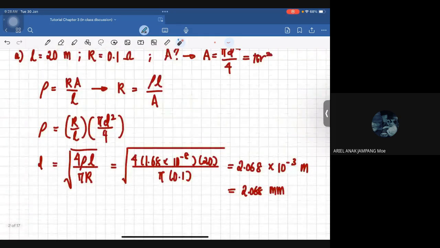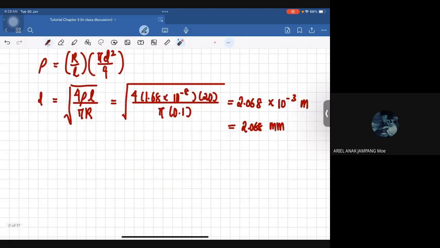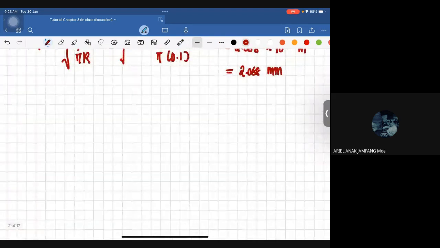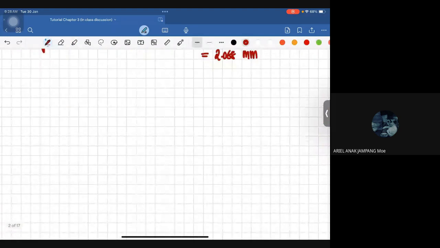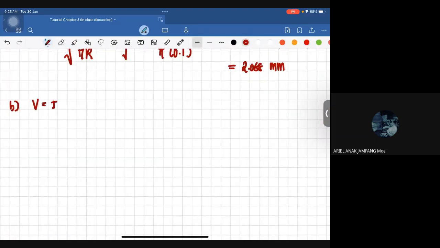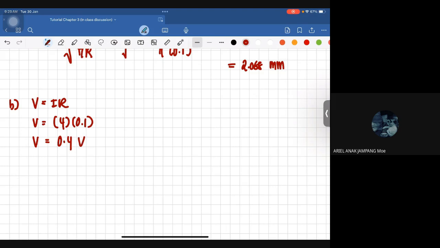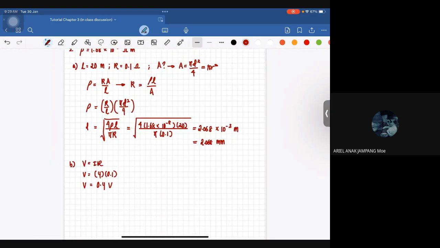Okay, after finding the diameter, the question asks us to find the potential difference across the wire. To find the potential difference, it has given us the current value. Here it says this is 4 ampere. So, what is the potential difference? Since we already have the values R and I, we can directly apply Ohm's law here. That is V equal to IR. Rearranging is not needed, just substitute directly. This one is 4, this one is 0.1, so you will get the volt, which is the potential difference, equal to 0.4.